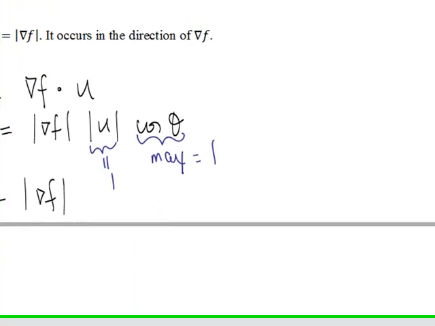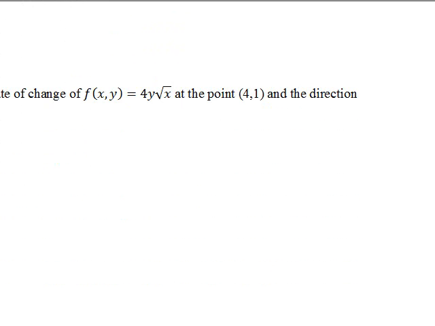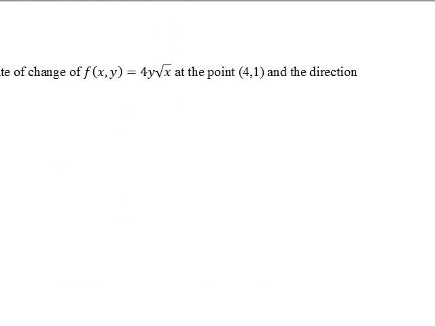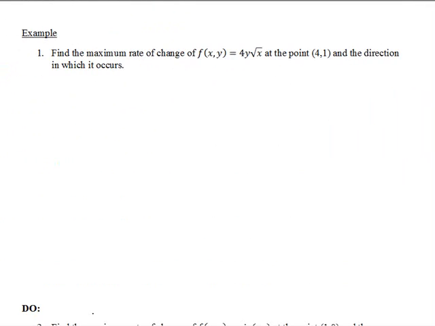Okay, let's look at some questions. So again, the maximum rate of change is the length of the gradient, and the direction in which it occurs is actually the gradient. The gradient points in the direction of greatest increase. Okay, so let's do number 1. Find the maximum rate of change of the function 4y square root x at the point (4, 1) and the direction in which it occurs.